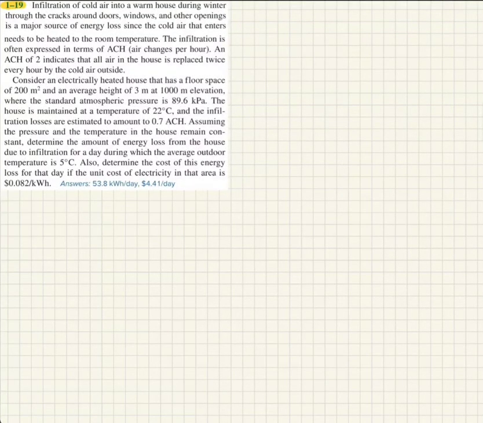Welcome to another video on heat transfer. In this one, we're going to solve one of the exercise problems, and it's taken from the same book.